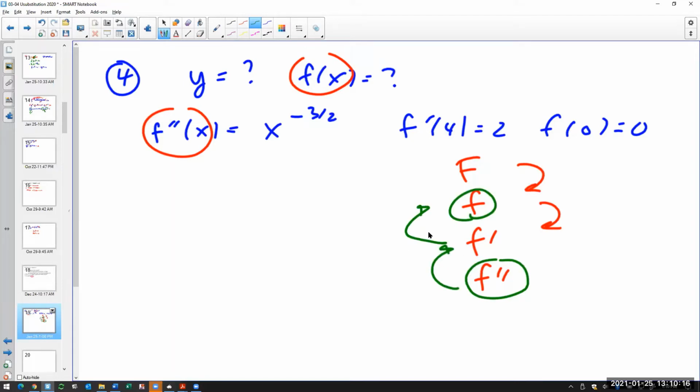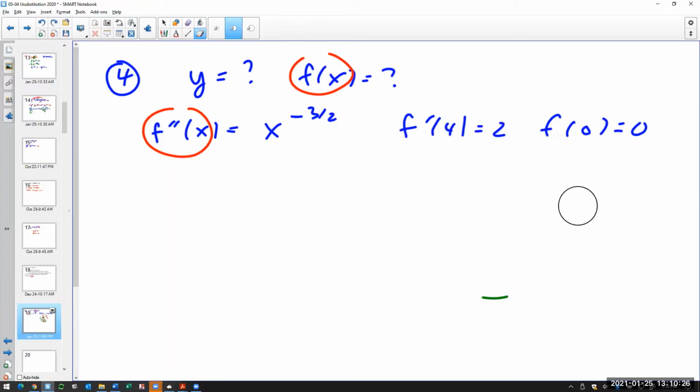Antiderivative. And how many times? Twice. Okay, so let's do it. Let's take the antiderivative twice. All right, so what does that mean that we do? We're going to pull on this side and take the antiderivative.